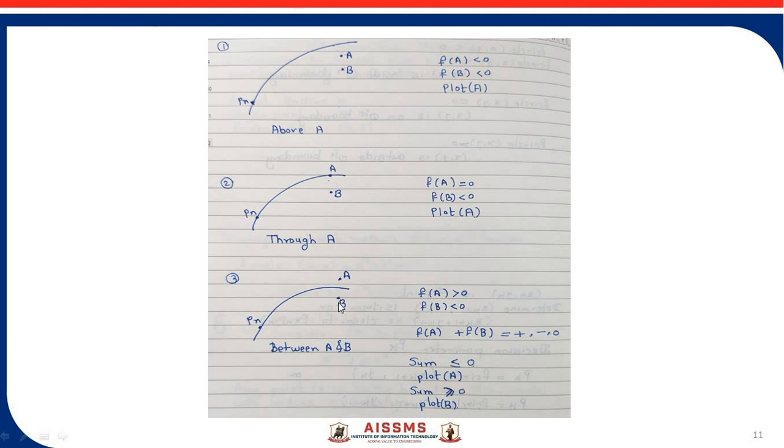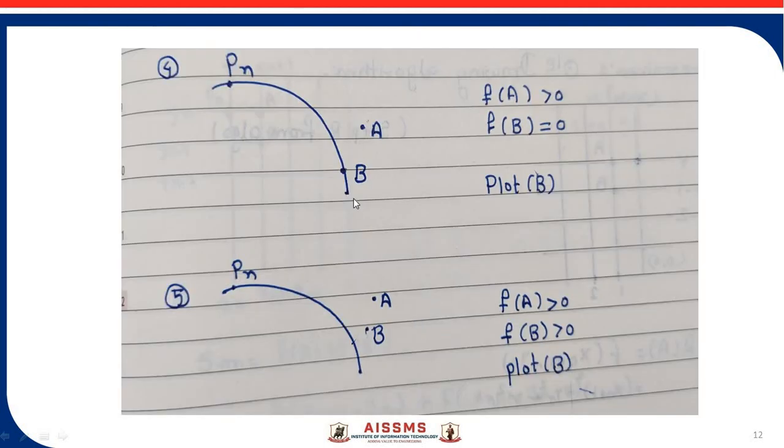by taking the addition of f of A and f of B, the results are positive, negative or 0. If the result is negative or equal to 0, plot A. If the result is positive, plot B. Here f of A is outside the boundary, the value is positive, and B is on the boundary, so plot pixel B. If both the pixels are outside the boundary, then plot B.